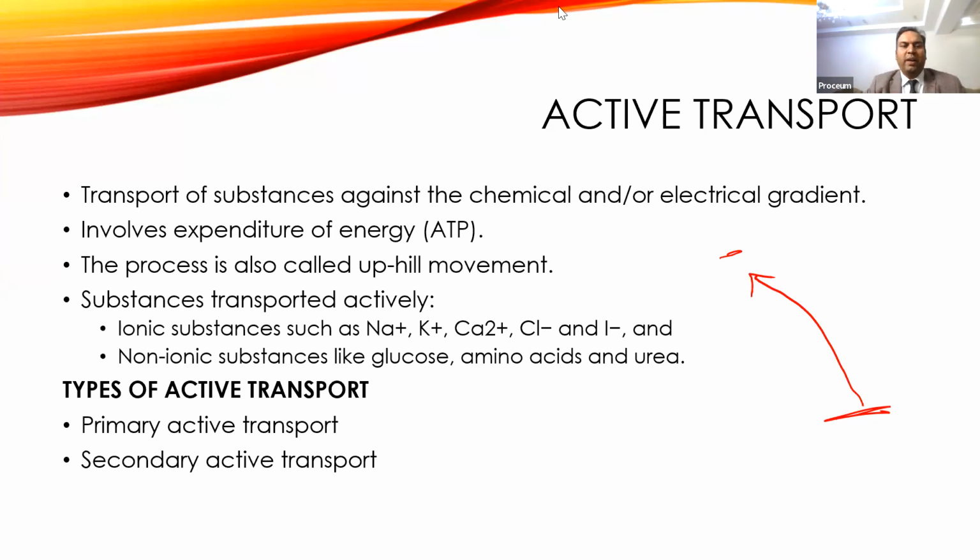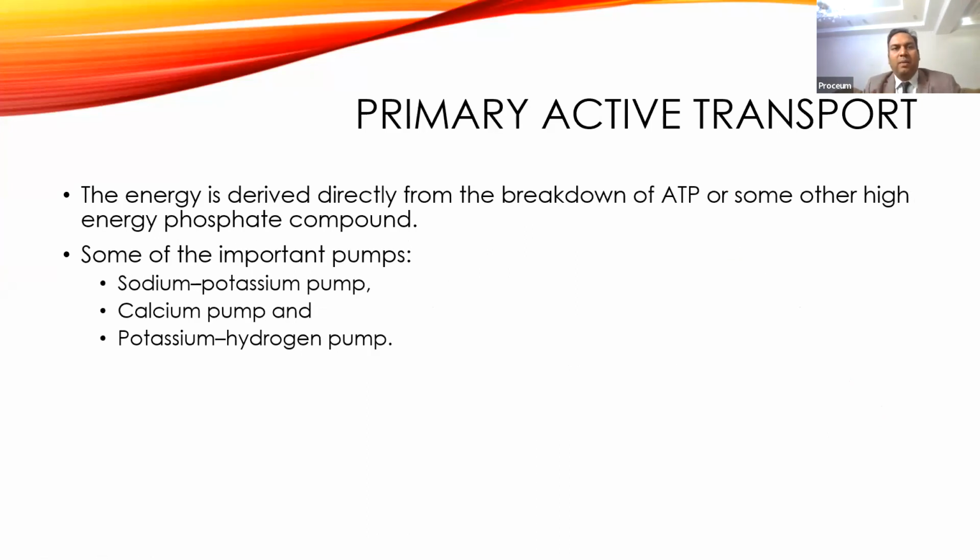So there are two transport mechanisms, primary active and secondary active. So first we'll talk about primary active transport. This primary active transport is the transport which utilizes the energy directly by the breakdown of ATP and uses that energy to transport the substances against the concentration gradient across the cell membrane. Okay, so here they directly split the ATP into ADP and inorganic phosphate.